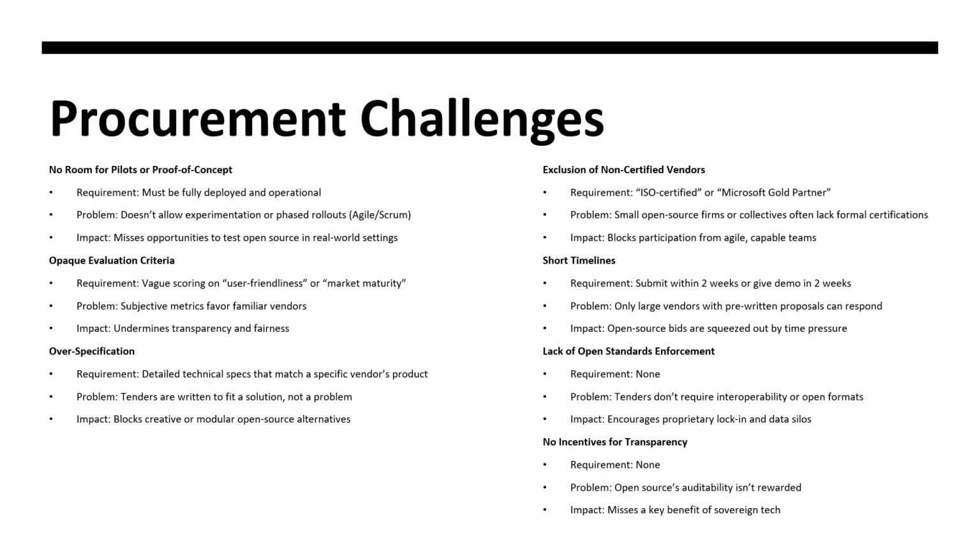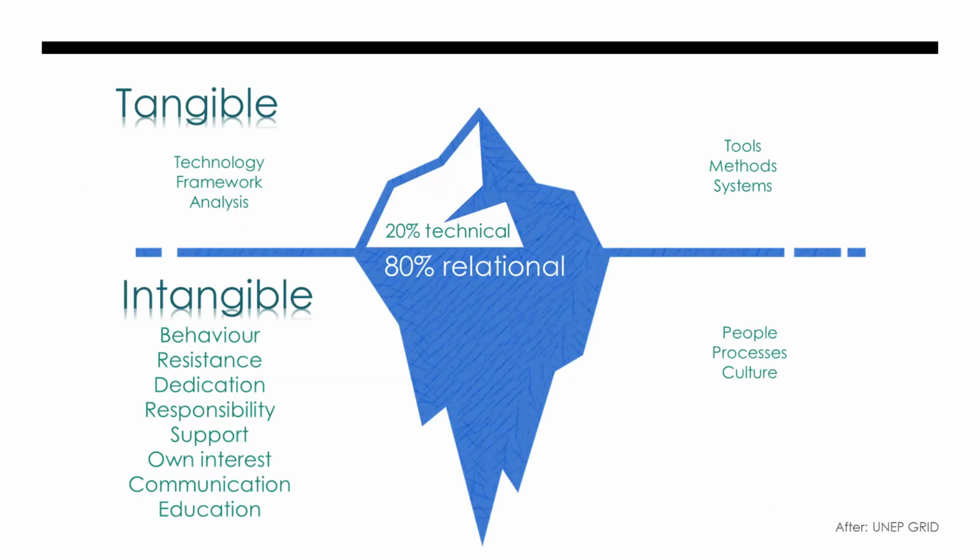and time our tenders. So when we talk about digital transformation, especially with open source, we often focus on the visible tip of the iceberg, the technology. That's the 20% above the waterline. It includes frameworks, tools and technical analysis. It's tangible, measurable and easy to specify in a tender.